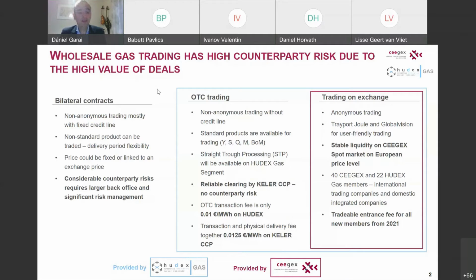You can trade on Tradeport, Joule, and Global Vision tools on our markets. That's basically some of the most known and most well-used trading interfaces. We have 40 members on CEEGEX and 22 members on CEEGEX gas, and starting from this year, the entrance fee is fully tradable for new members. So the entrance fee can later be traded.